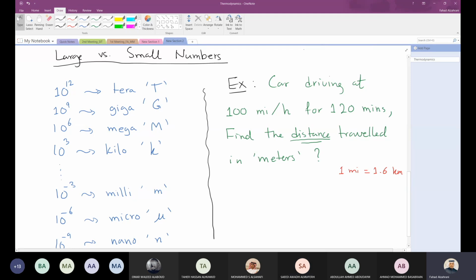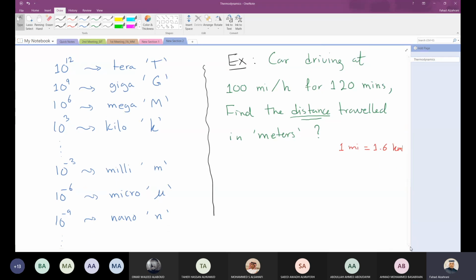Any other answer? Now we have two answers. 320 kilometers. Okay, so in meters how much? Same as the other students, 3.2 times 10 to the power 5. Okay, that's actually the right answer.